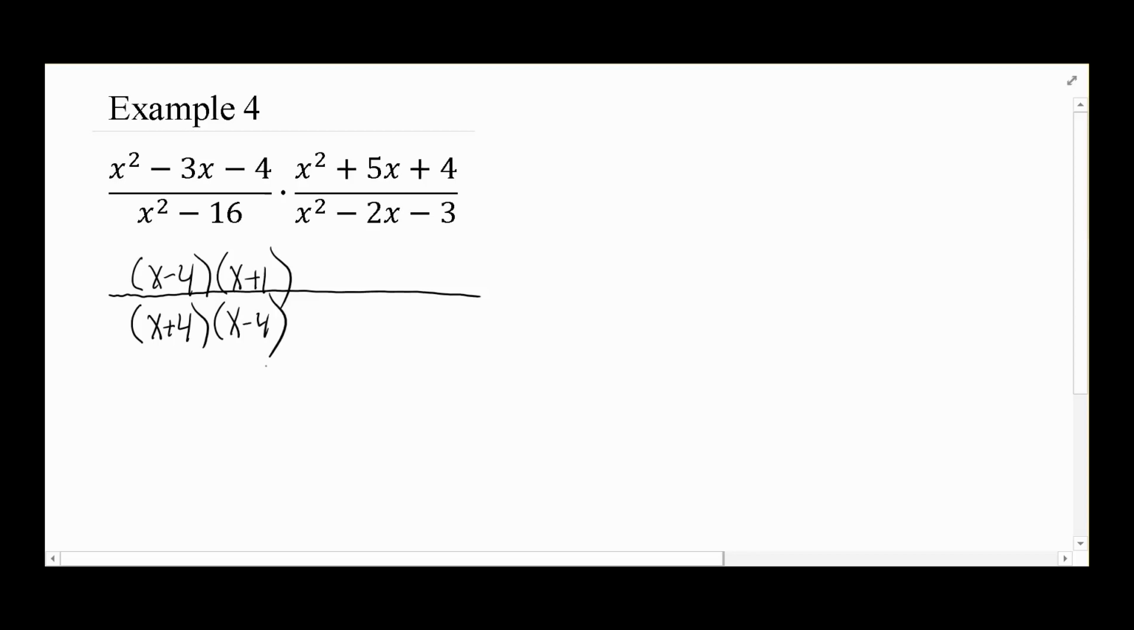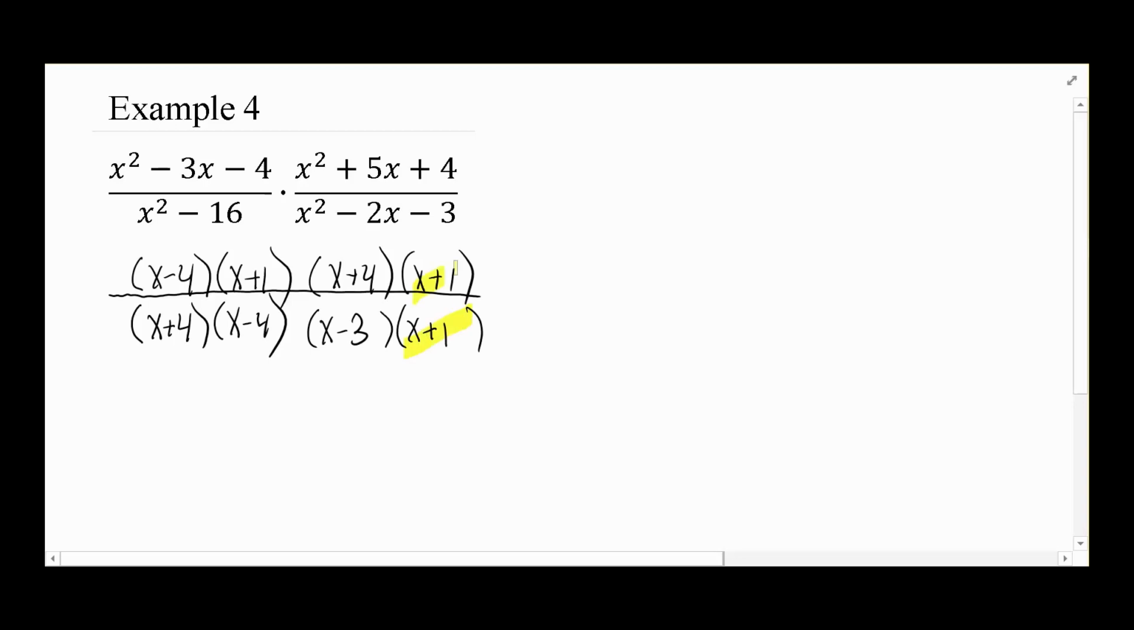Now if I go to the upper right, I need something that multiplies to be positive 4, but adds to be positive 5. So that's going to be 4 and 1. And then in the lower right, I need something that multiplies to be negative 3, but adds to be negative 2. So that's going to be negative 3 and positive 1. Now once I have all these factors written out, now it's just a matching game.